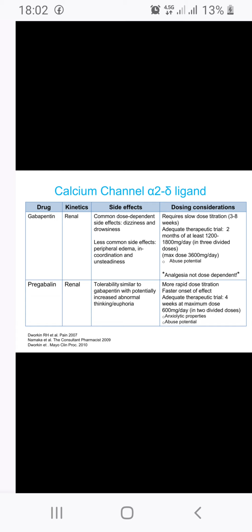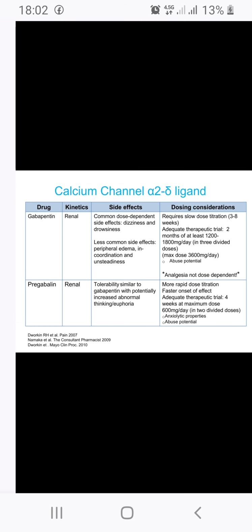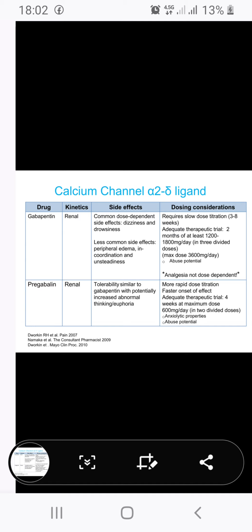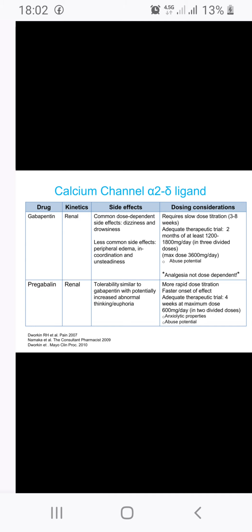And again, analgesia for gabapentin is not dose-related. That's because gabapentin has got a little messier pharmacokinetics. It's not linear in terms of its dose response. In fact, it kind of plateaus around that 1,200 to 1,800 dose, and then you have less benefit in terms of pain and more side effects as we go beyond that.